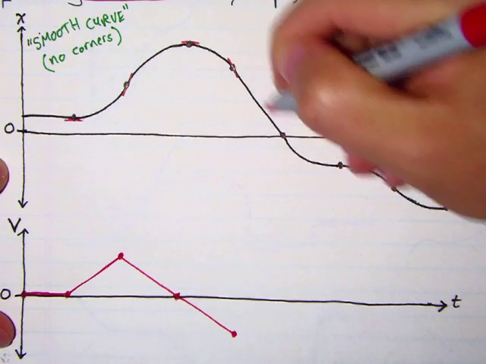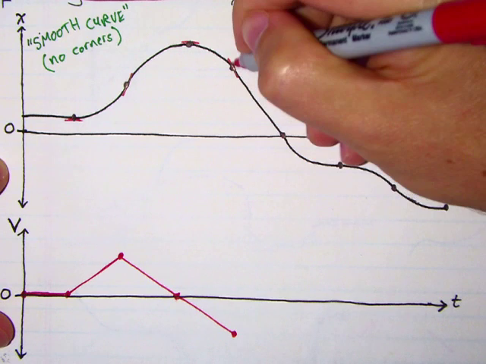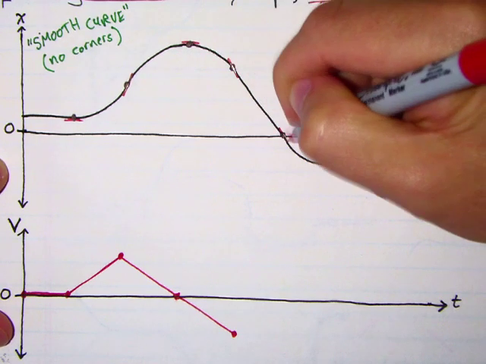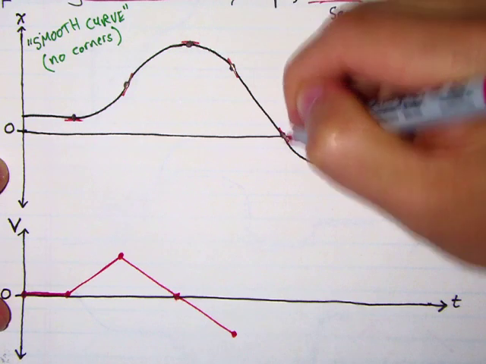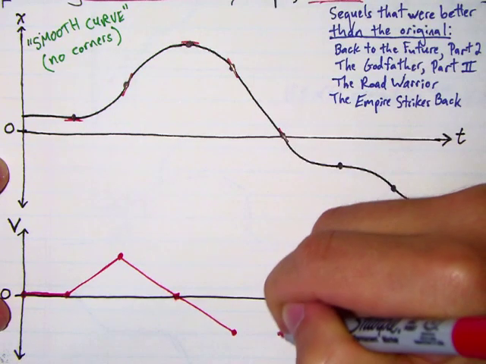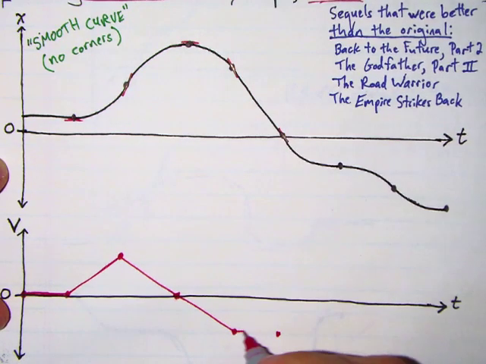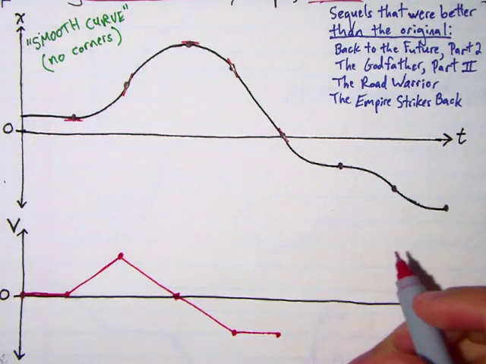It's a straight line with a constant slope. The slope at that endpoint is the same as the slope at that endpoint. So we have a negative velocity that's not changing this whole time. So our velocity is constant across that interval.